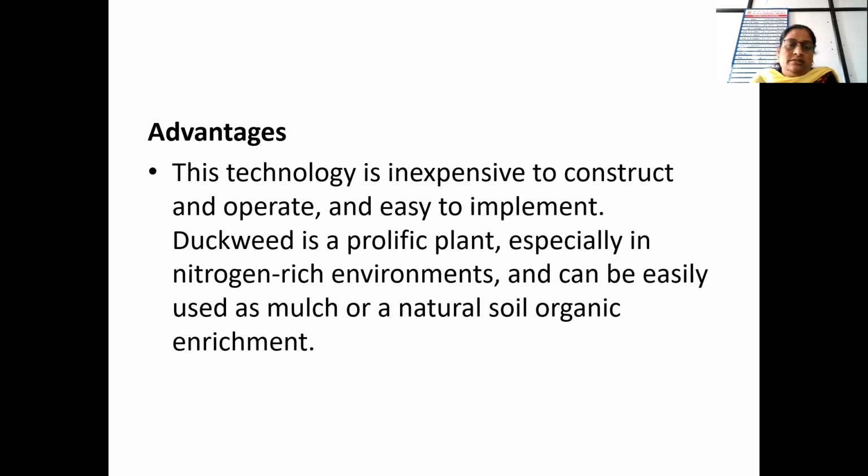Then advantages. We have discussed advantages and disadvantages of this technology simultaneously, but still in this slide I have provided the advantages and disadvantages in a segregated manner. So once again, this will be a kind of recall for you on the same point. So what are the advantages?